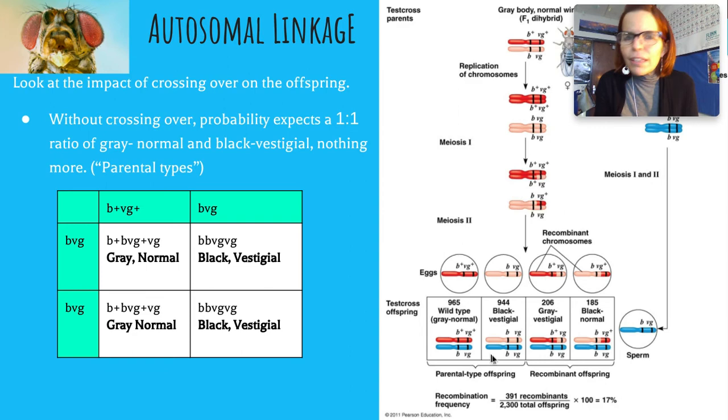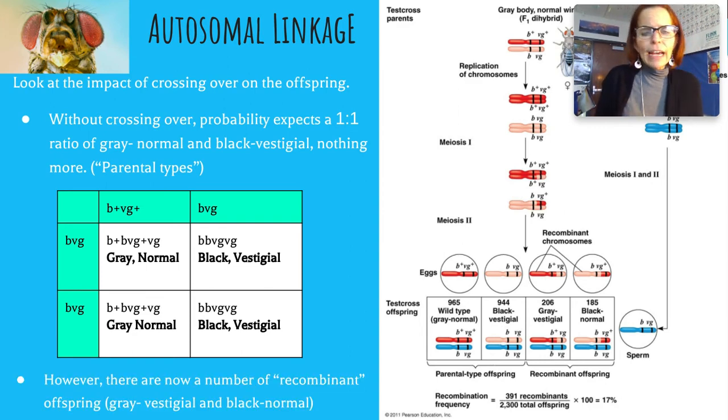And a lot of them look like the dad. This is the black vestigial. However, there are now a number of recombinant offspring because the crossing over separated the mom's different genes, alleles. They were separated, and so now we have these recombinant offspring. And so it's crossing over that explains why we got these weird numbers.